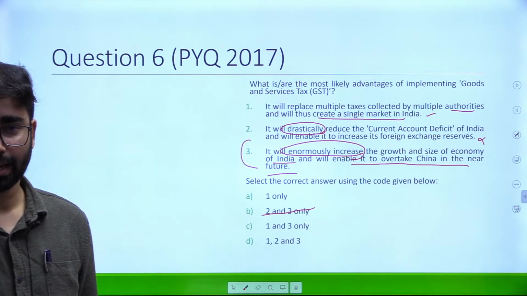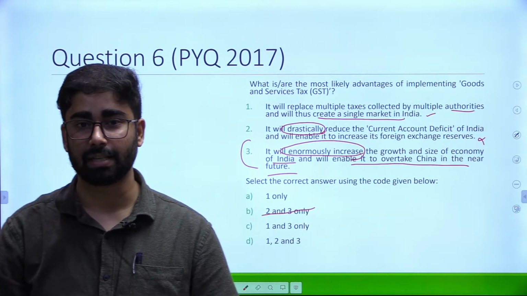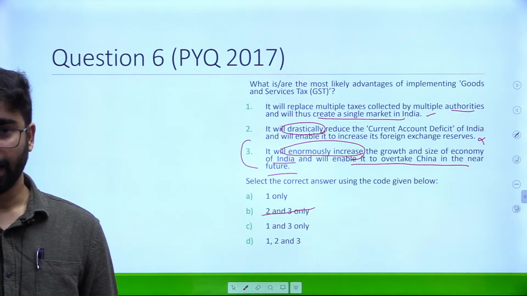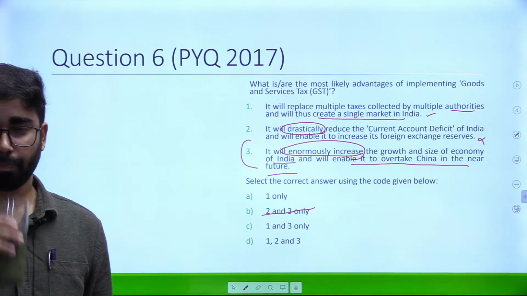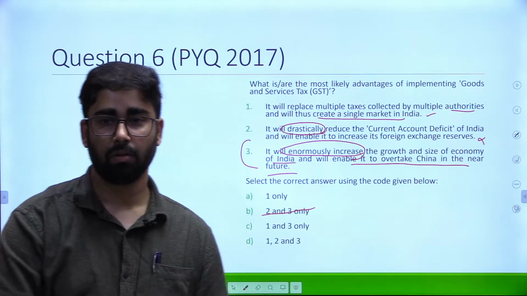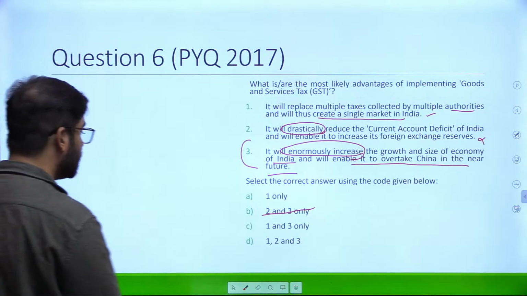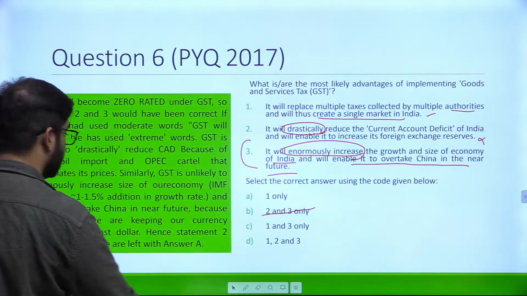Do you think this is a correct statement? It will enormously increase the growth and size of the economy. It will increase, but will it be enormous? So the final answer of this question is A.